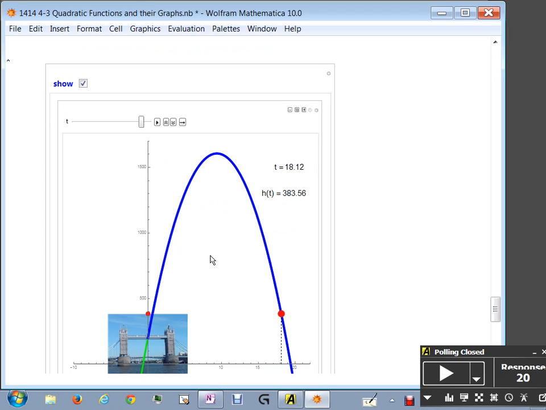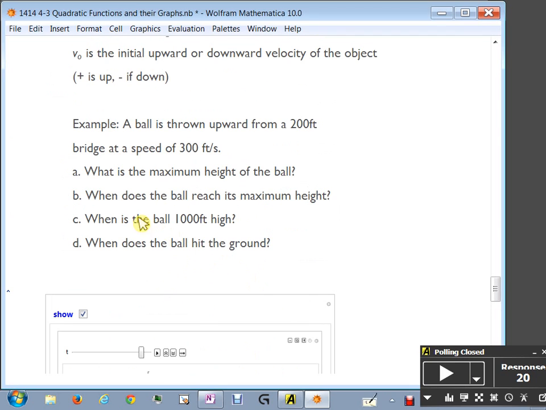It's the K in the vertex, isn't it? It's the K in the vertex. All right? When does the ball reach its maximum height? That's the H in the vertex, right?